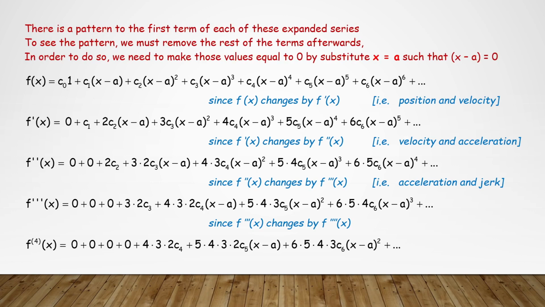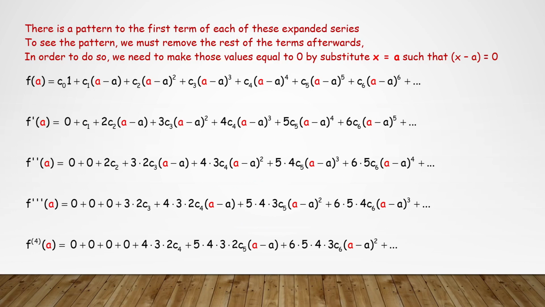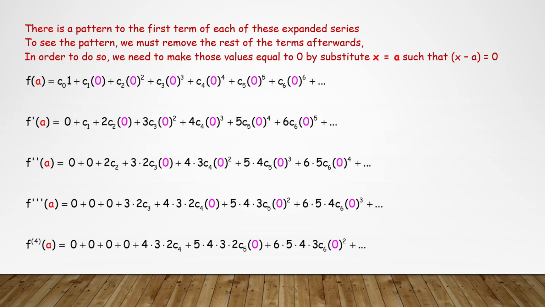Now, there is a pattern to be found for the first terms of each of these expanded series. But in order to do so, we need to remove all the remaining terms that follow the first term. How are we going to do that? What we need to do is make those values equal to 0 by substituting x with a, such that all the quantities of x minus a become 0. Here I plug in a. We take a minus a for all the quantities and make them equal to 0.